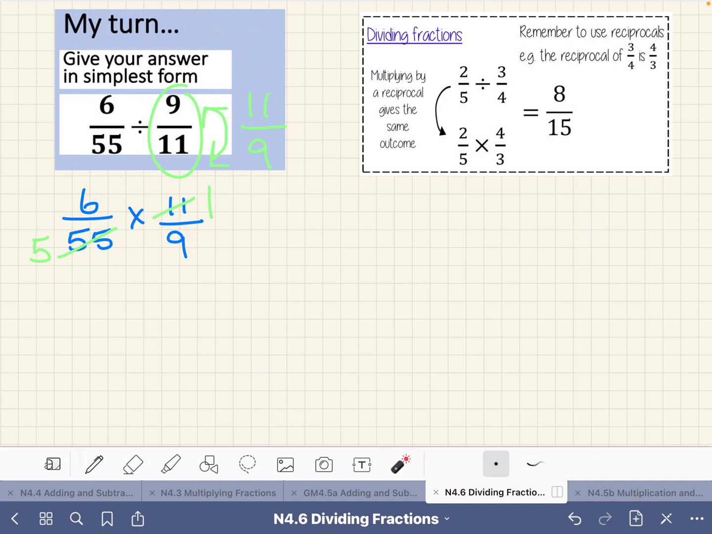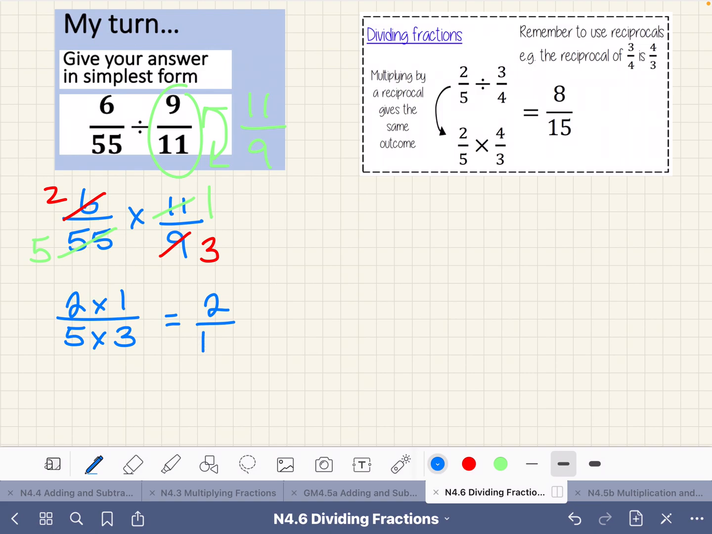Other diagonal, we've got a common factor of 3, which means 3 goes into 6 twice, goes into 9 3 times. There are no other common factors, which means we are left with 2 multiplied by 1 over 5 multiplied by 3. 2 times 1 is 2 over 5 times 3, which is 15. This is our simplest form answer, as no other value goes into it.